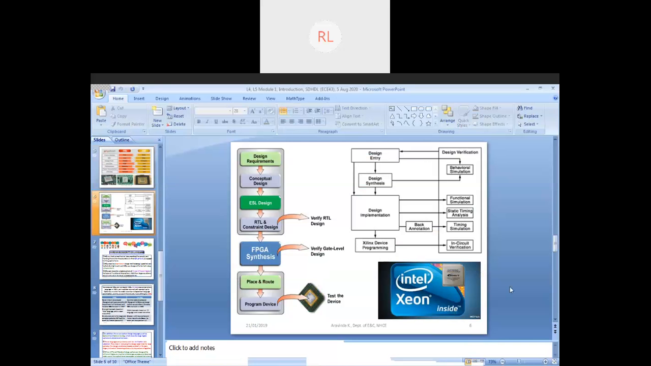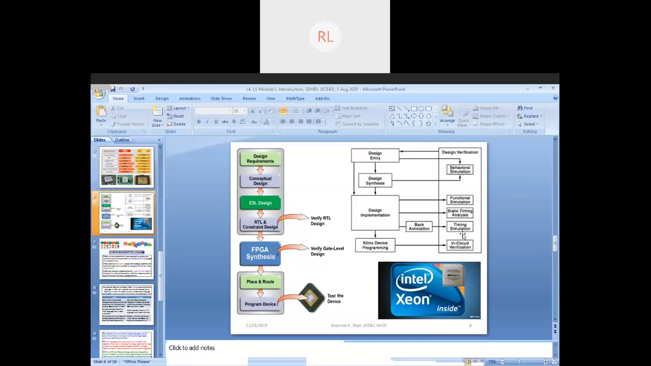Fine. So here you can see another flow diagram, where you can see design requirements, conceptual design, ESL design, then your RTL and constraint design, FPGA synthesis, place and route, program device. This is just for your understanding that I have put up here. And one such example of an IC from the Intel Xeon series. You can see it starts off with the design, synthesis, implementation. If everything is fine, it goes into programming. In the programming, in-circuit verification, back annotation.